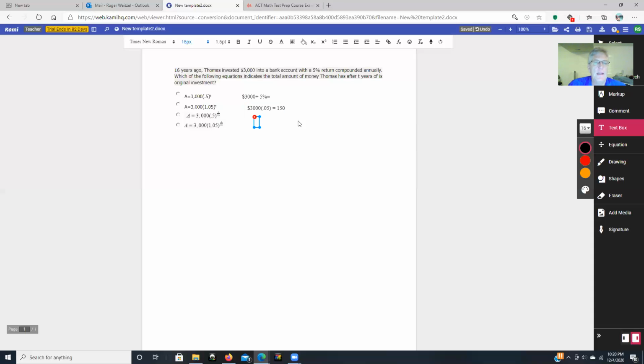So at the end of 1 year, we're going to have 3,000 plus 150 is equal to 3,150.